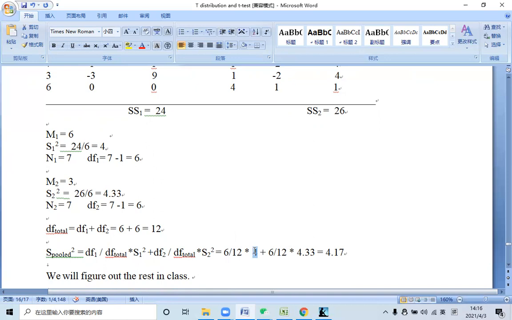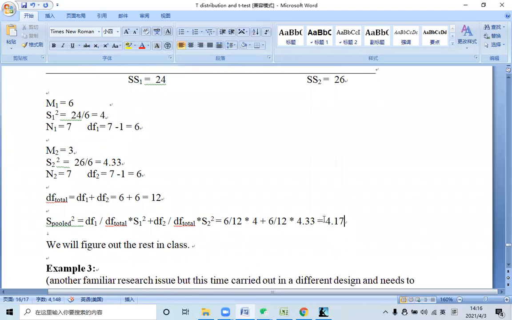And the first group gave us an estimated variance of 4. From group 2, we got an estimate of 4.33. We get the weighted average of these 2 estimates. Overall, the pooled estimate of the variance is 4.17.